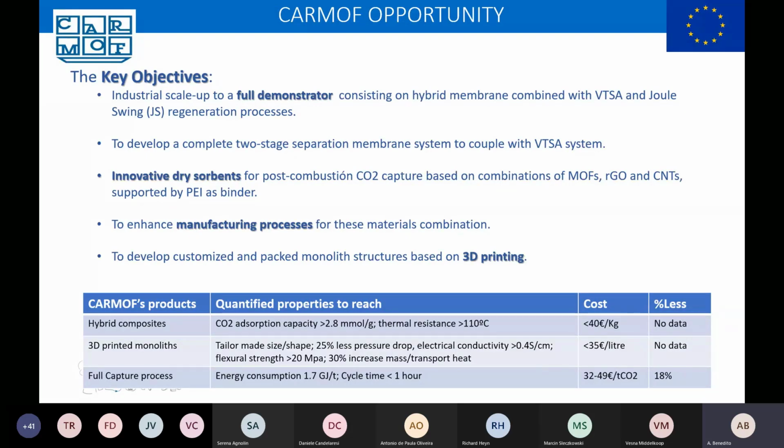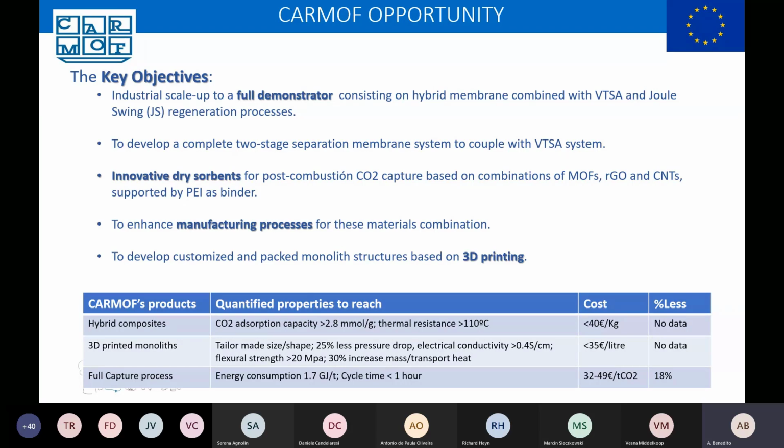And finally, the most important issue that we are working on in the Converge project is to develop packed monolith structures based on 3D printing processes from these complex solvents. Here at the bottom, we can see a list of key performance indicators quantifying the objectives we are working on. Summarizing this table, one of our most important objectives, which we will probably reach at the end of the project when we do the economic study after the validation of the pilot plants, will be to reduce the cost of CO2 capture with this system by around 18% of the current cost in these applications.